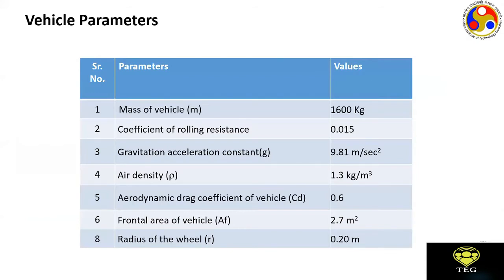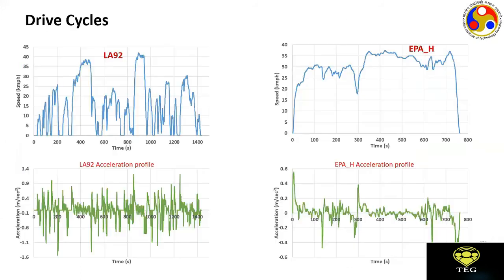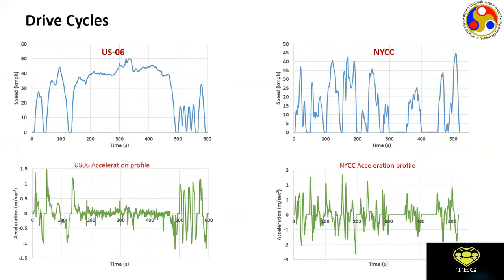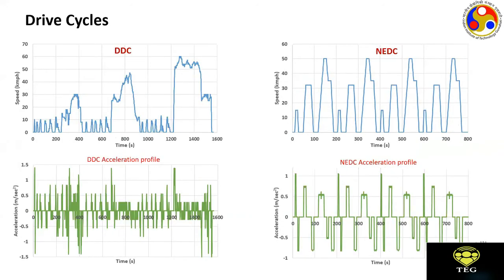All the 8 parameters necessary for the dynamic equations. Okay, and I have 8 drive cycles. So we had the LA92 drive cycle, EPA UDDS highway drive cycle, IM240, FTP 75, US06, NYCC, which is the New York City cycle. Then we had the Delhi drive cycle and NEDC.